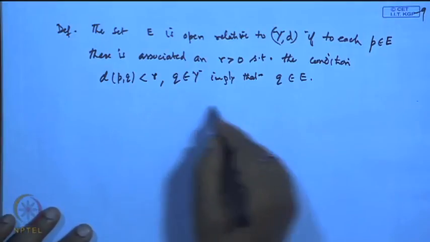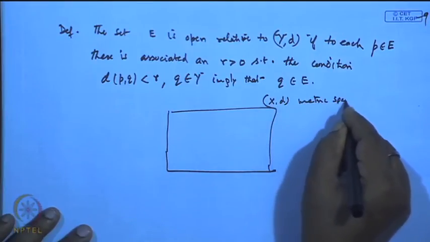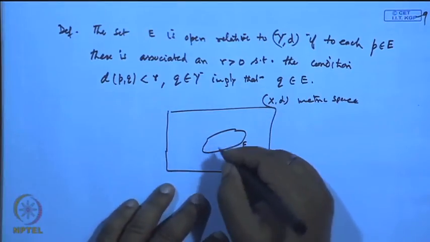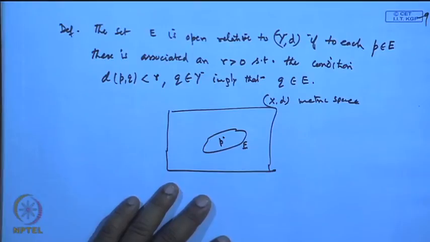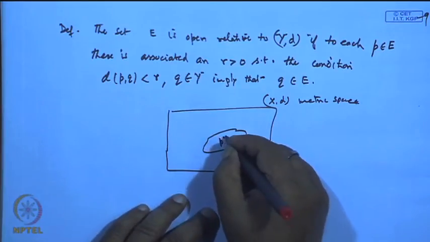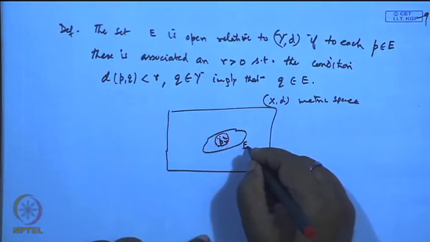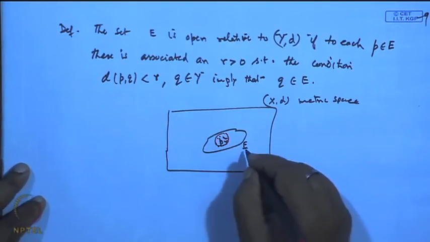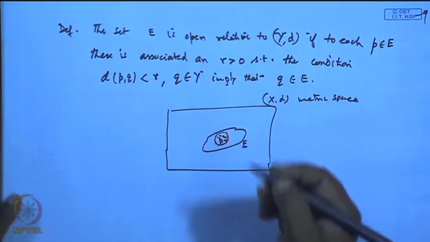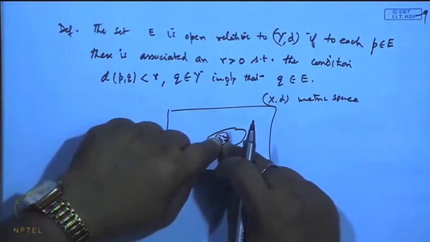It means what? Suppose we have this set (X, d), which is a metric space, and a set E. We say it is open in X, meaning that if we take any point P in E, then one can always find a neighborhood around the point P, or a ball centered at P with suitable radius R, such that all the points inside are points of E. Then we say that E is open in X. It means that every point is an interior point with respect to (X, d).